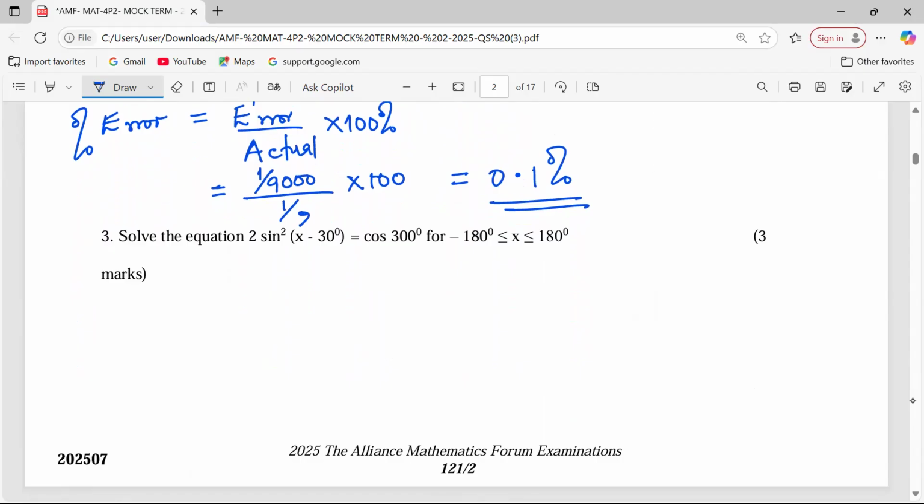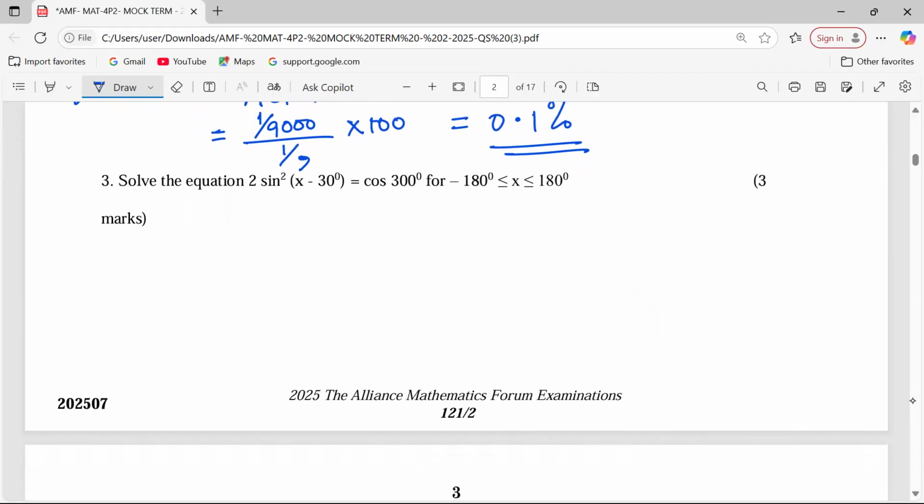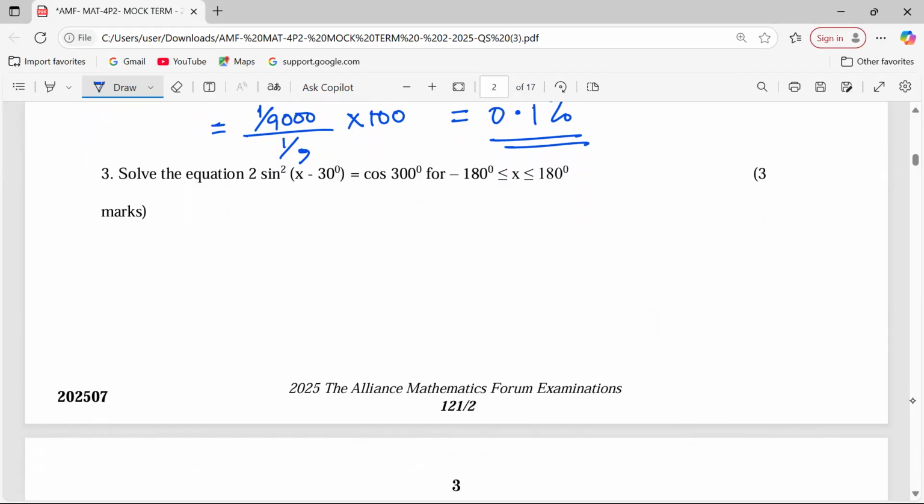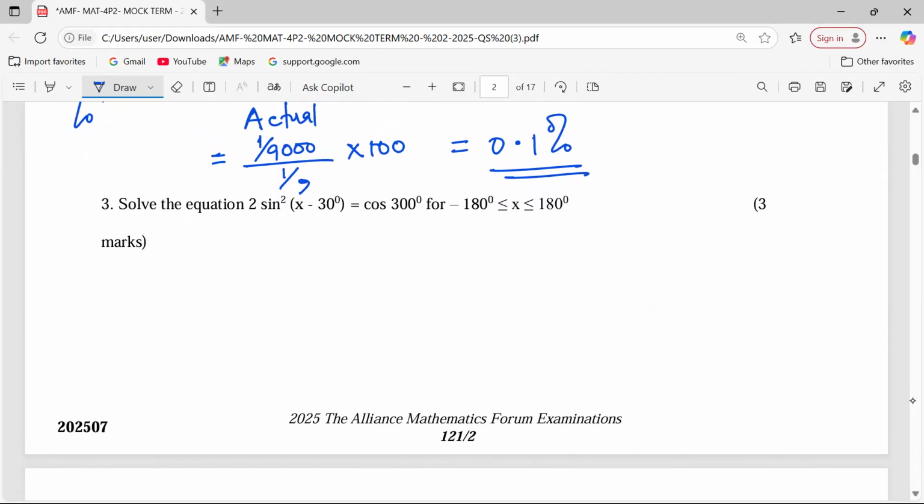Now, number 3: solve the equation 2 sine squared of (x minus 30 degrees) equals the cosine of 300 degrees for the range negative 180 to 180, for 3 marks. So let's look at how to maneuver through this one.